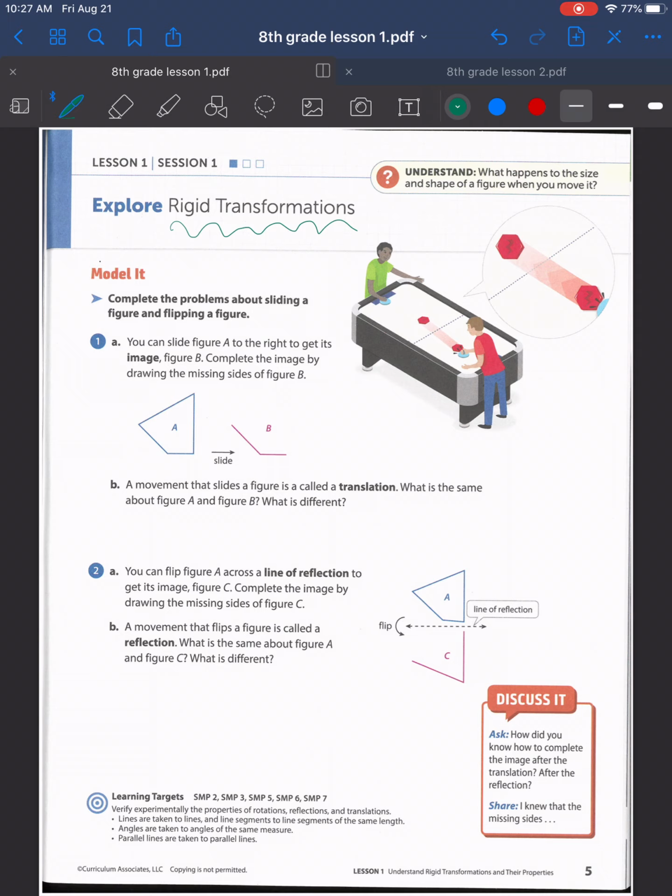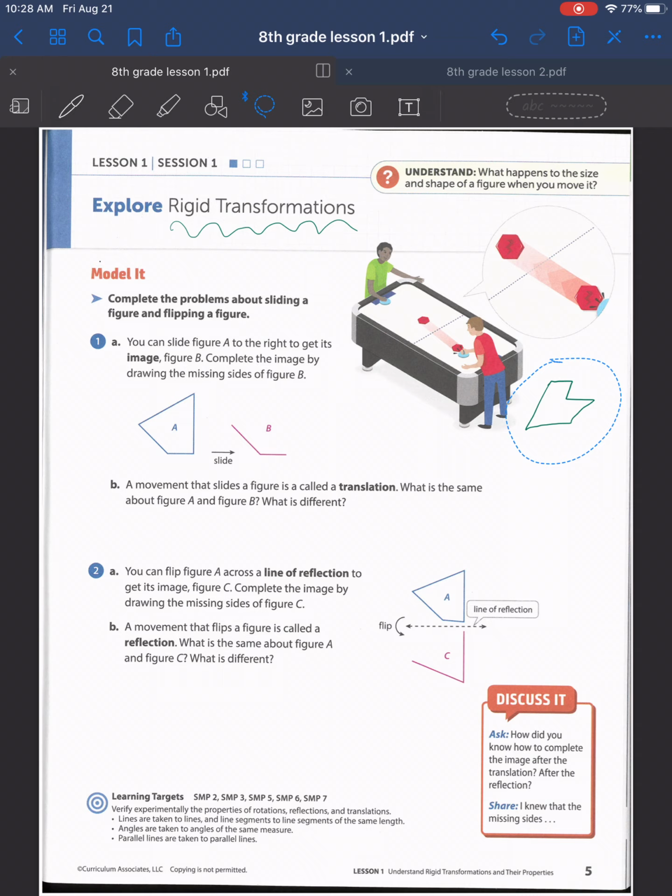So there is such a thing as a slide. I'm just going to draw a shape real quick, just like a crazy little shapey shape. If a shape slides, it literally just slides. It doesn't actually change anything. Do you see how the shape is still pointing the same direction and everything? It's just sliding to a new location. That's called a slide.